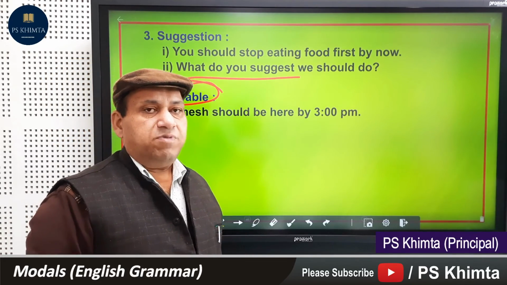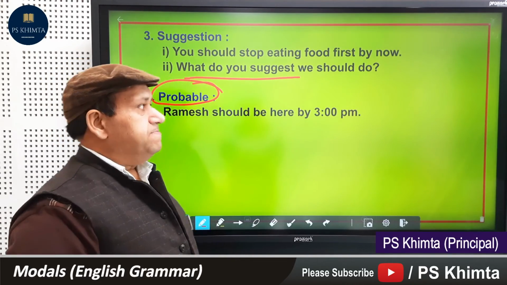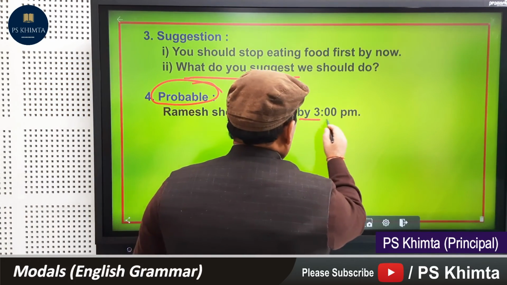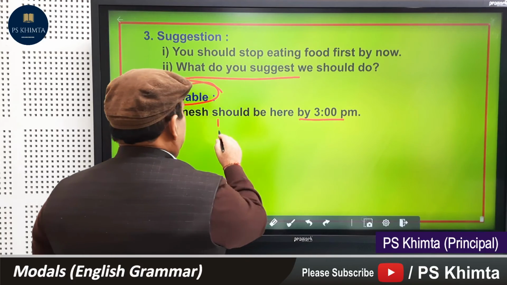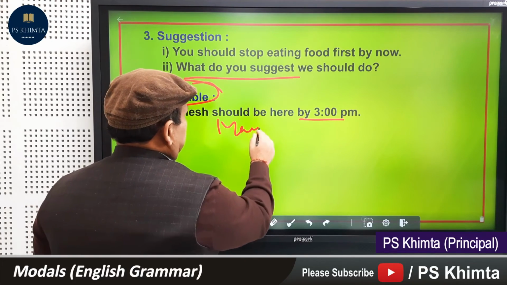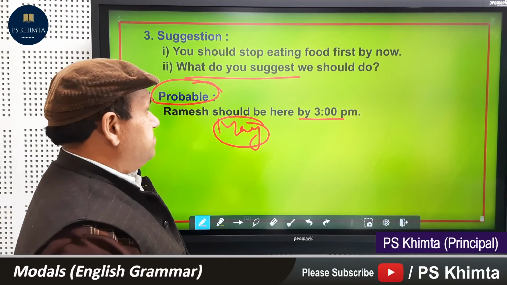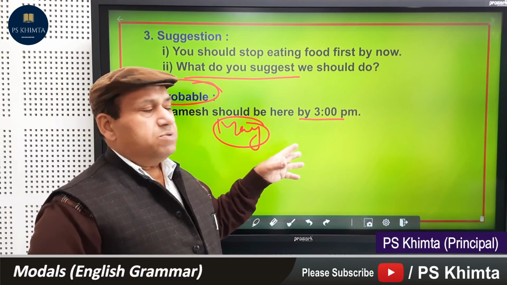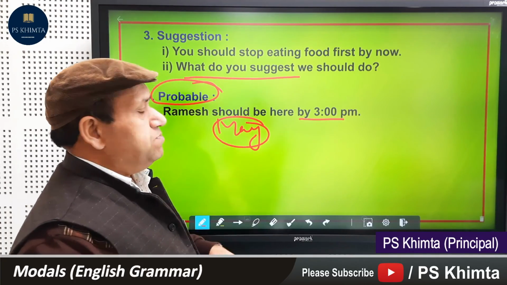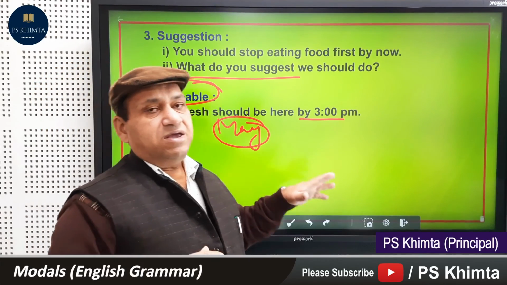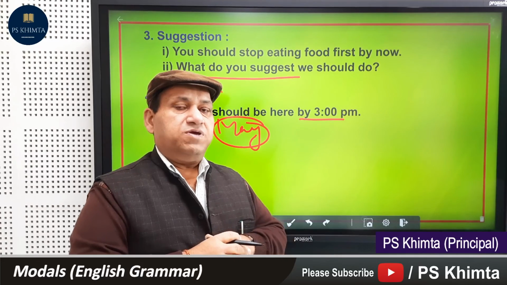Then probable, something that you find may happen or may not happen. Probability is there. So Ramesh should be here by 3 p.m. We also can say Ramesh may be here. This is also correct. Ramesh should be here. Some certainty is there. Ramesh should be here by 3 p.m. today. This is probability. Probably he will be reaching here by 3 p.m.